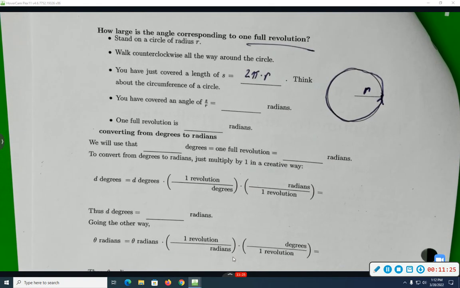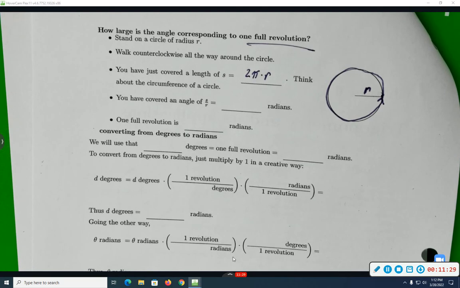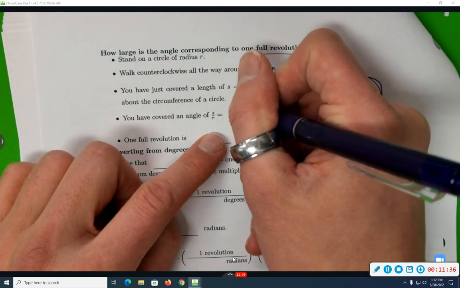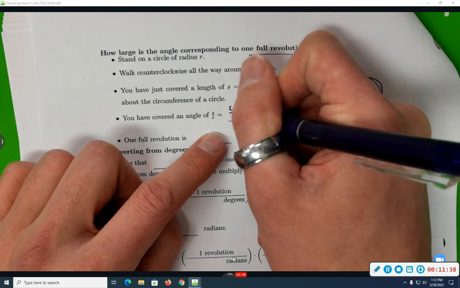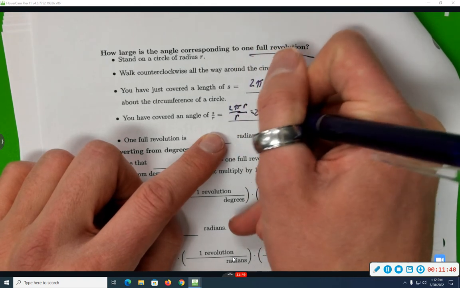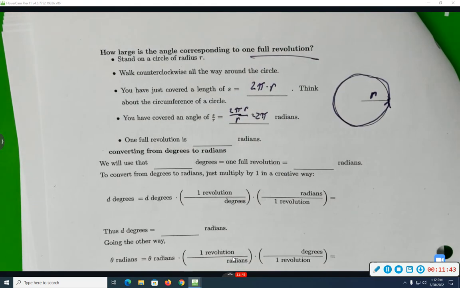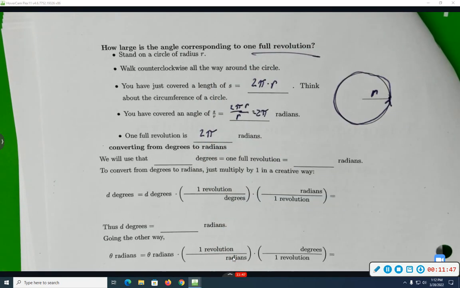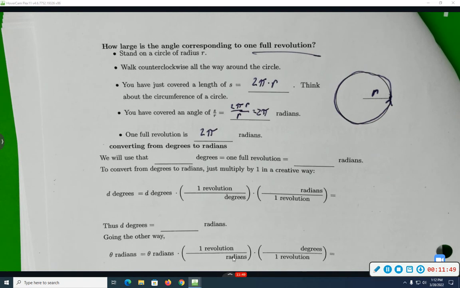Oh, neat. So now I can compute the radian measure. Radian measure is s divided by r. So the radian measure is s divided by r, which is 2 pi r over the radius r. Yeah, that's 2 pi. There's the reason that one full revolution is 2 pi radians. That idea make sense? Nice.